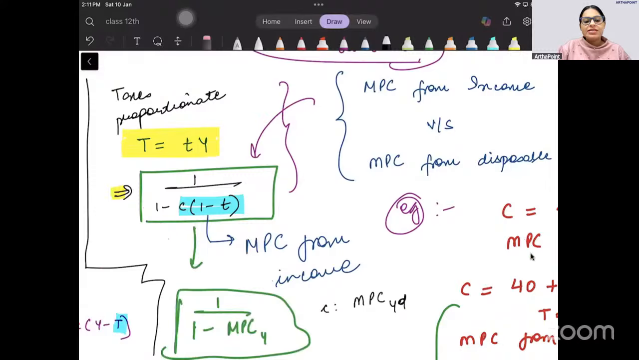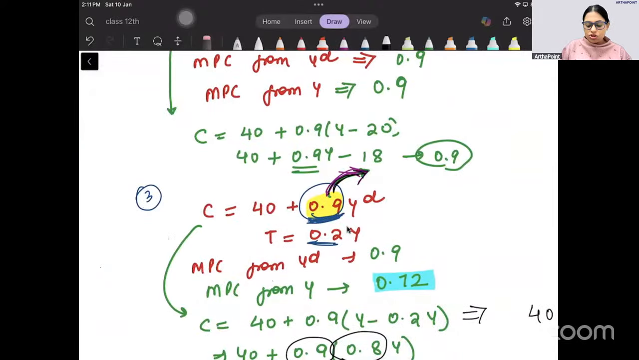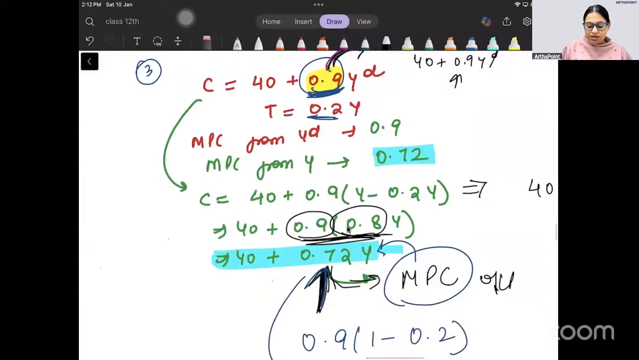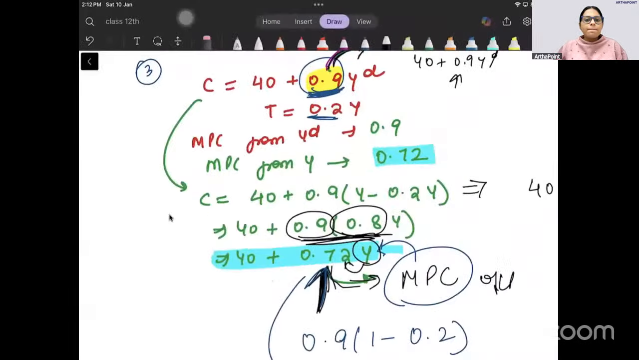Now is it making sense? You have to be very clear what is small c and what is c into 1 minus t. Small c is the marginal propensity to consume out of disposable income. This is small c. When we wrote 40 plus 0.9 YD, this is out of disposable income. And when we did small c into 1 minus t, we get the coefficient of income. So that is with income. Okay.